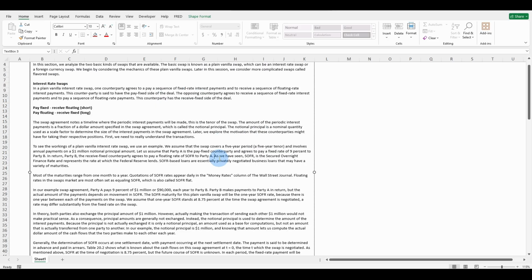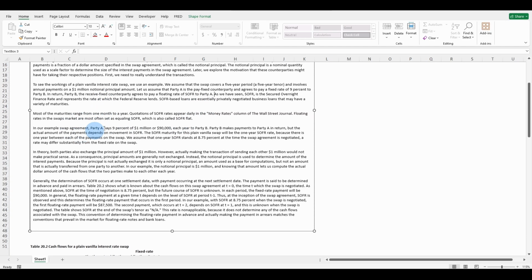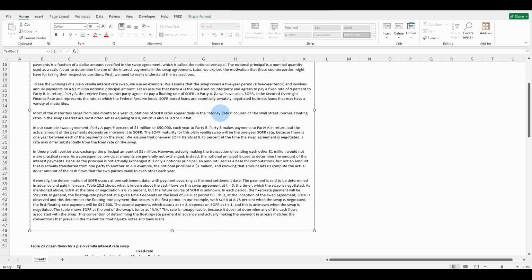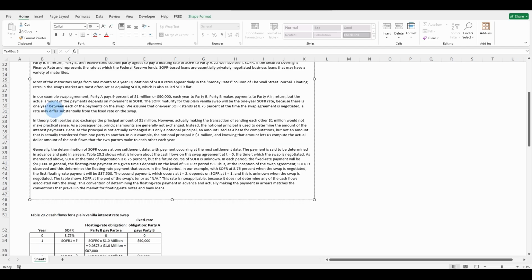As we have seen, SOFR is the secured overnight financing rate and represents the rate at which the Federal Reserve lends. SOFR-based loans are essentially negotiated business loans that may have a variety of maturities. Most of the maturities range from 1 month to a year. Quotations of SOFR rates appear daily, either within the Fed or just online, or in the Wall Street Journal. Floating rates in the swap markets are most often set as equaling SOFR, which is called SOFR flat. In our example swap agreement, Party A pays 9% of $1 million, or $90,000 each year.